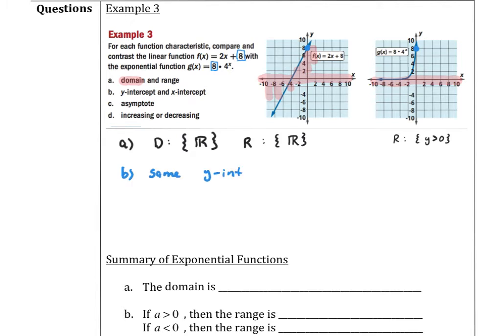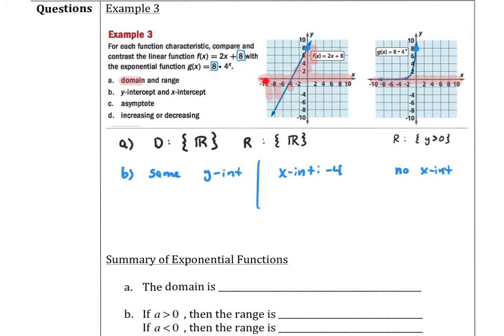Okay, now what's different? Over here, the x-intercept is clearly going to be -4, but this one here has no x-intercept because the curve approaches the x-axis but never gets there. So no x-intercept.